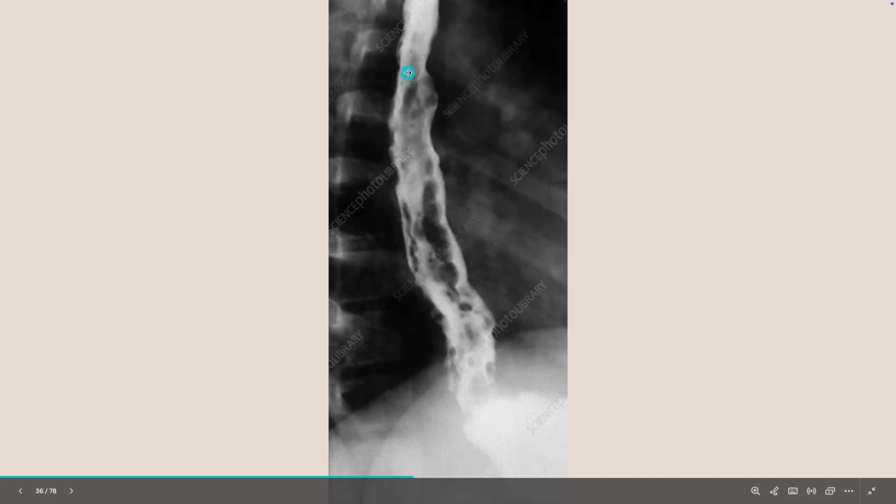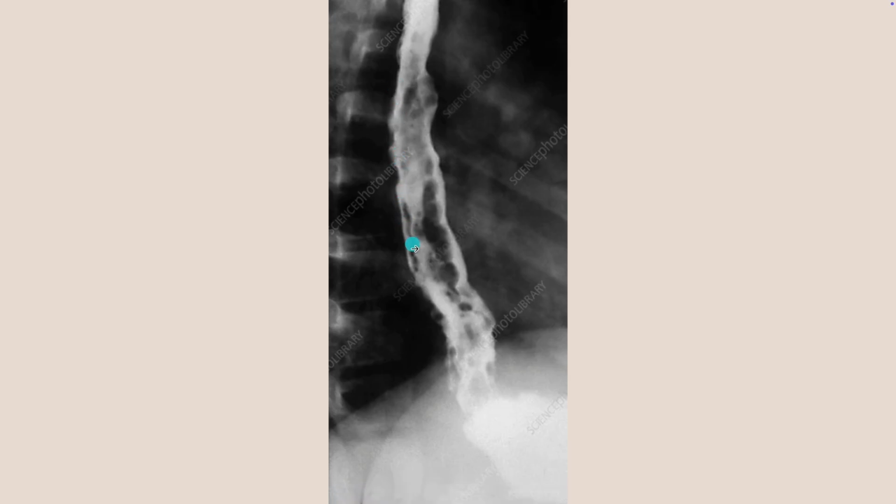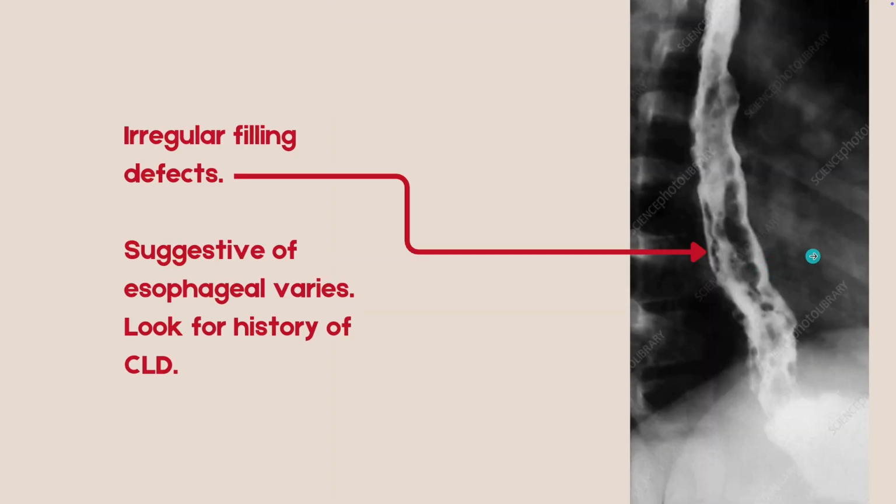Okay, so this is also an esophagus. You can see again it's irregular, but it's not a stricture really. You can still see the entire esophagus. It's just that there are little places where the barium is not going through. So what could this possibly be? This is how varices look on the barium meal or barium follow through. It has been very rarely asked, but because CLD and esophageal varices are such an important part of MRCP, I just thought you should know what varices look like.